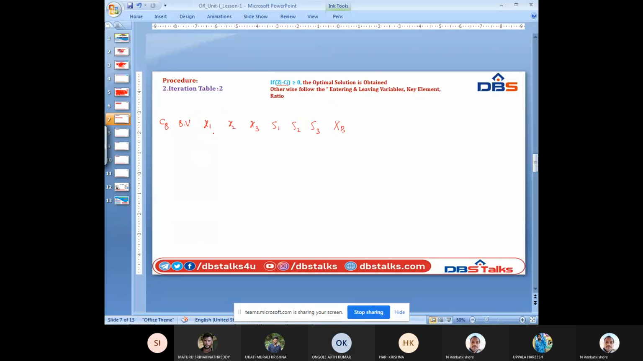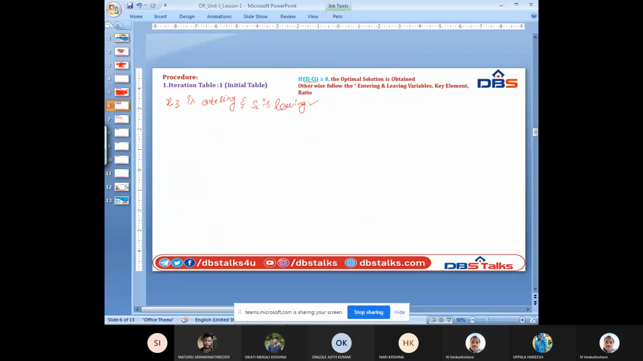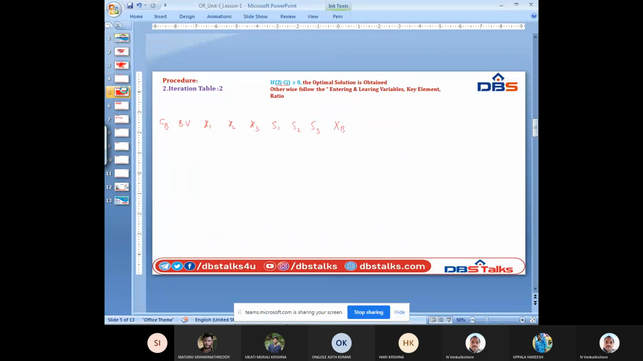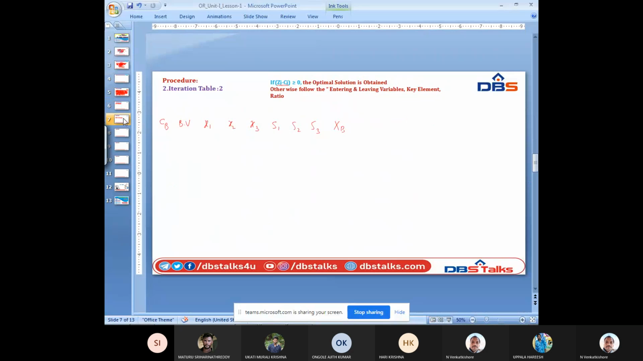What are the values here? So here, which one is leaving? S2 is leaving. X3 is entered. So S2 is leaving, X3 is entering. So in the table, what are the basic variables? In the actual case, S1, S2, S3. Now it will be S1, X3, S3.